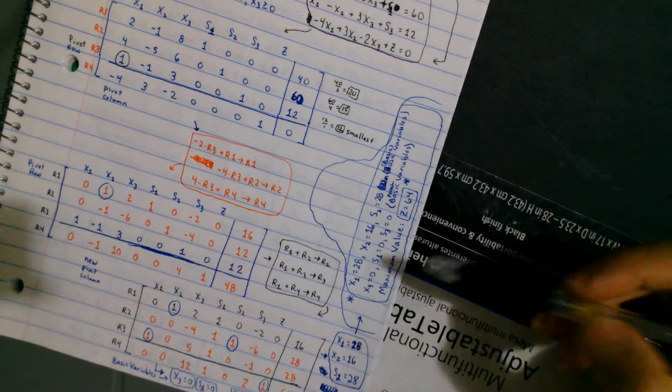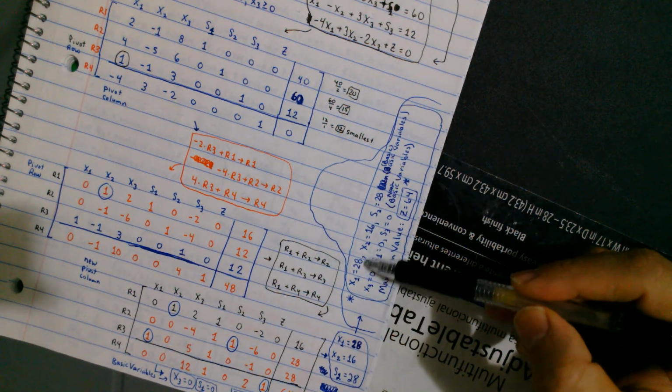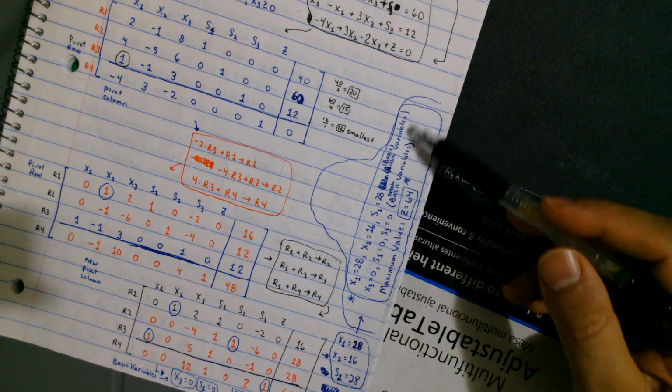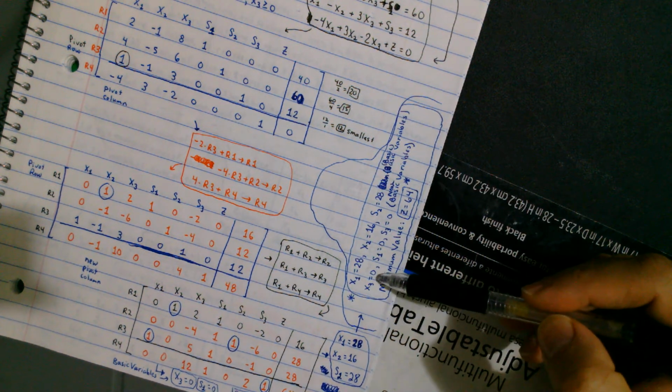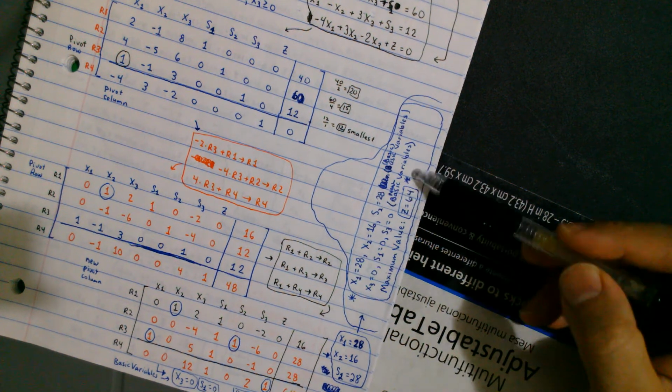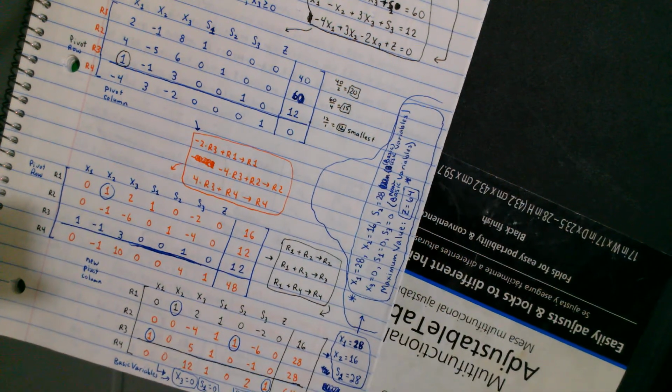So this kind of summarizes everything. x1 is 28, x2 is 16, s2 is 28. They're essentially your basic variables. Then x3 is 0, s1 is 0, s3 is 0. And your maximum value occurs at 64.